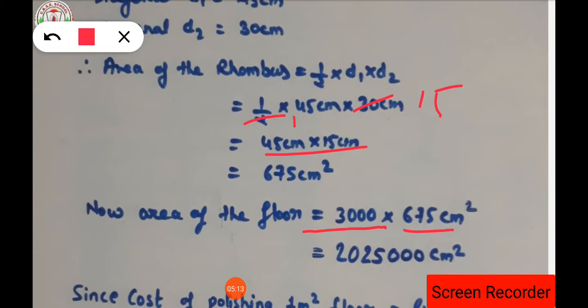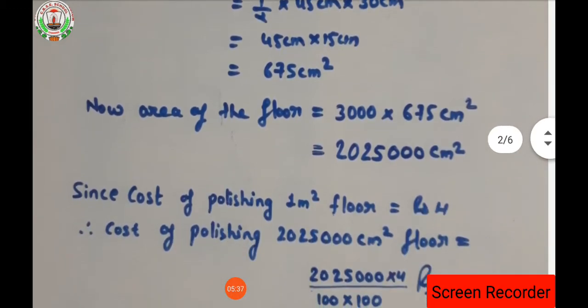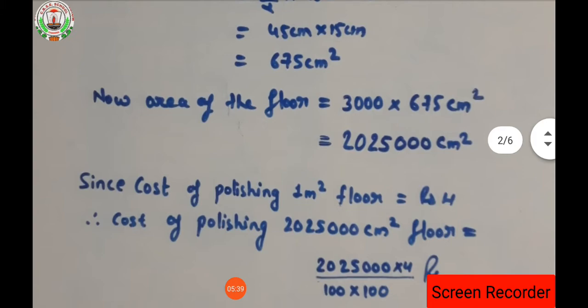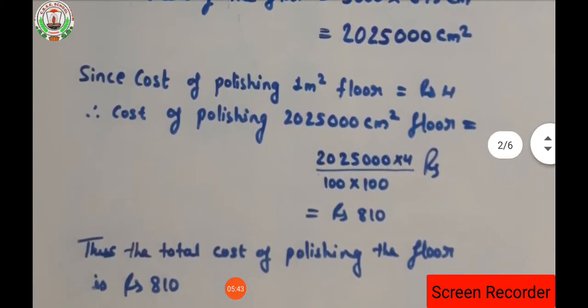So what is the number of tiles we are having? That is 3000 into the area of the rhombus, which is 675. Multiplying both the numbers, how much will we get? 2025000 centimeter square. Okay, but remember students, the cost is given in the form of meter square. Whatever value we have found here is in the form of centimeter square. We have to convert it into meter square.